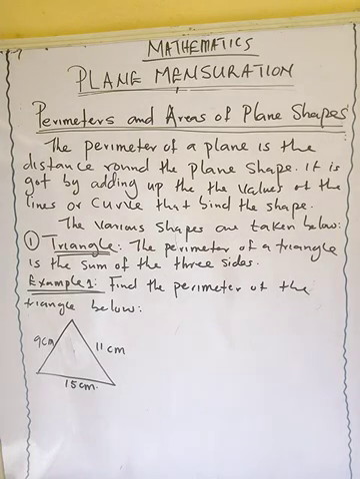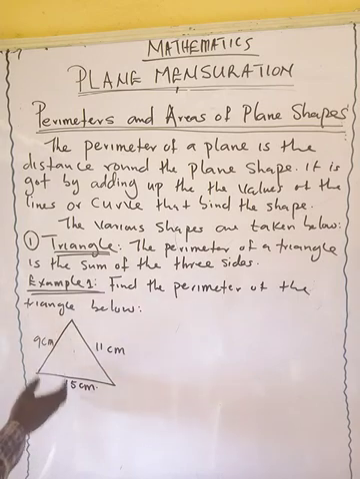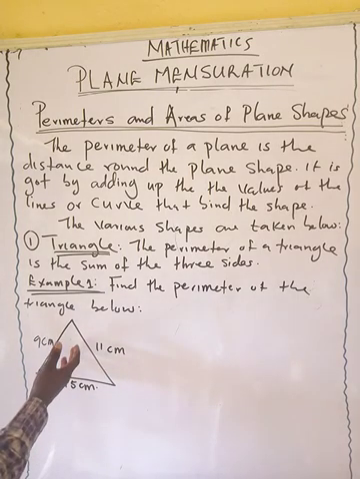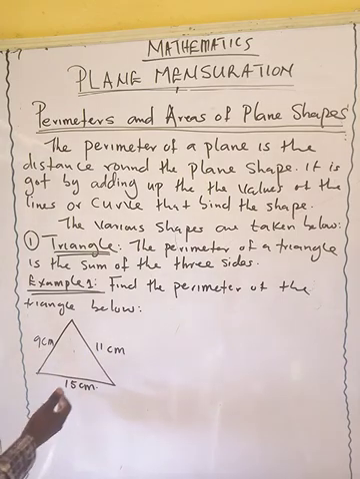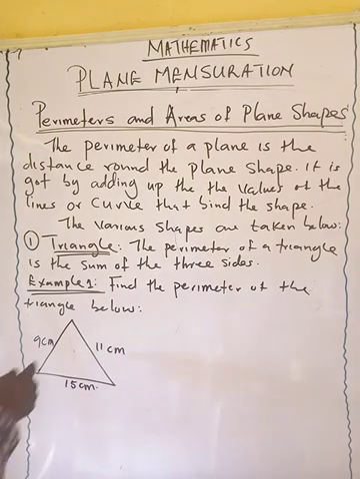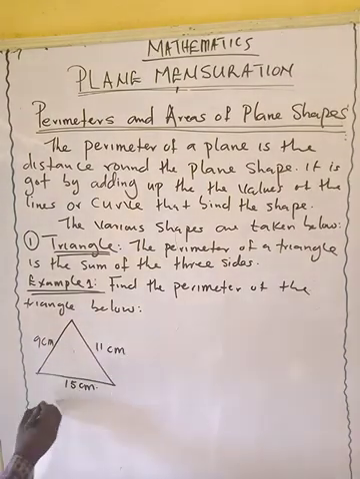The perimeter of a plane shape is the distance around the plane shape. If you want to calculate, look at this triangle. We have three sides of this triangle. We have 11 here, 9 centimeter here, 15 centimeter here. Now we want to calculate the perimeter. How do we calculate the perimeter of something like this?